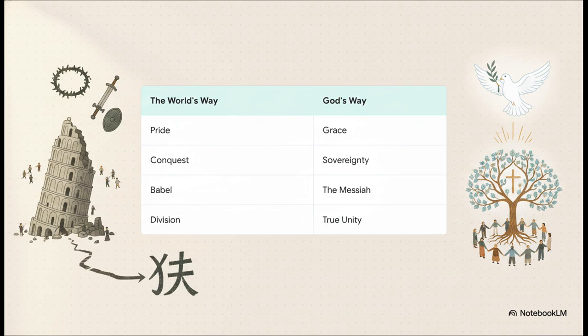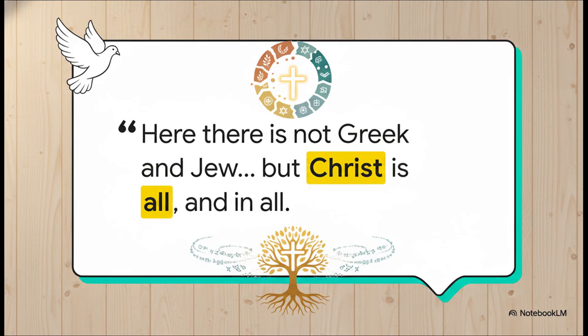On the flip side, God's way operates purely on grace and divine sovereignty. Even while scattering the nations, God was gracefully setting the stage to send the Messiah, bringing about a true, lasting internal unity that no worldly empire could ever pull off. And that leads us to this incredibly powerful reality found in Colossians 3:11. "Here there is not Greek and Jew, circumcised and uncircumcised, barbarian, Scythian, slave, free, but Christ is all and in all." The profound truth here is that in God's kingdom, the intense cultural, linguistic, and racial fractures that started way back in Genesis 10 are completely healed by Christ.